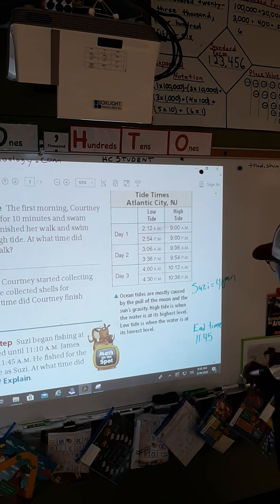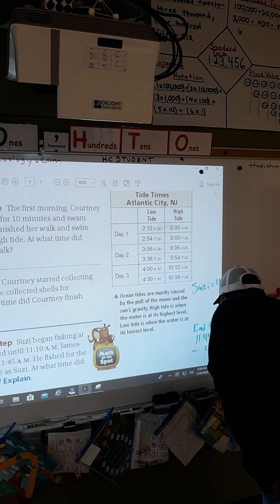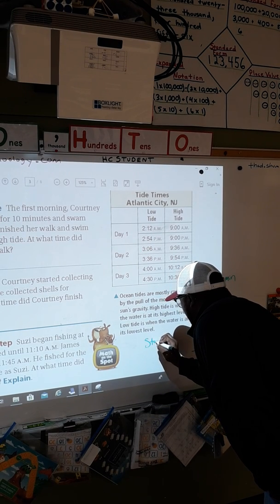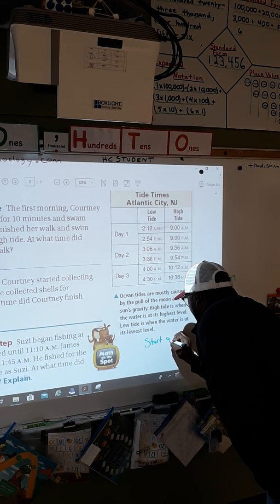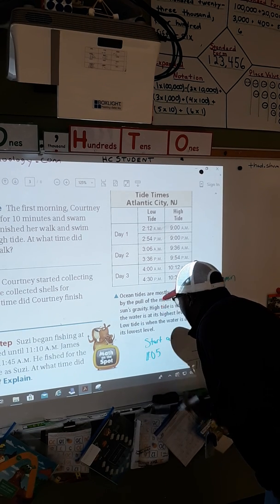We know it's the end time, so I need to subtract 40 minutes from 11:45, which gives me a start time of 11:05. So he started at 11:05. And don't forget your colons when you're doing your time.